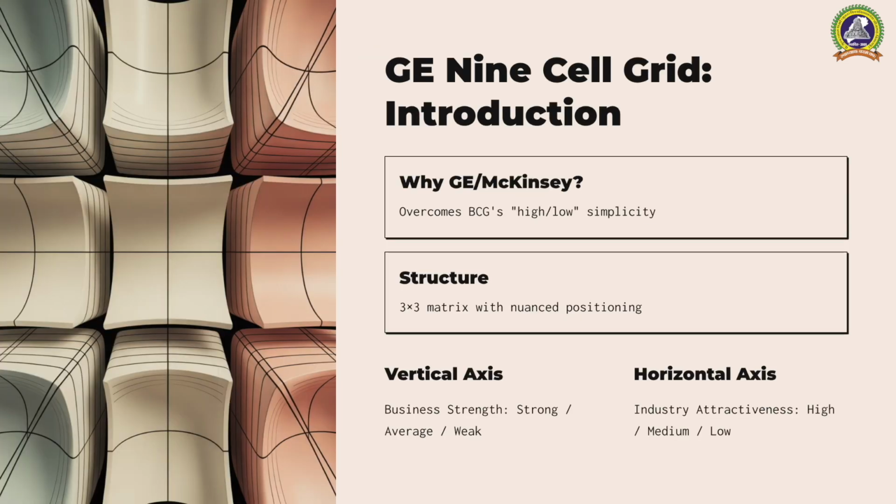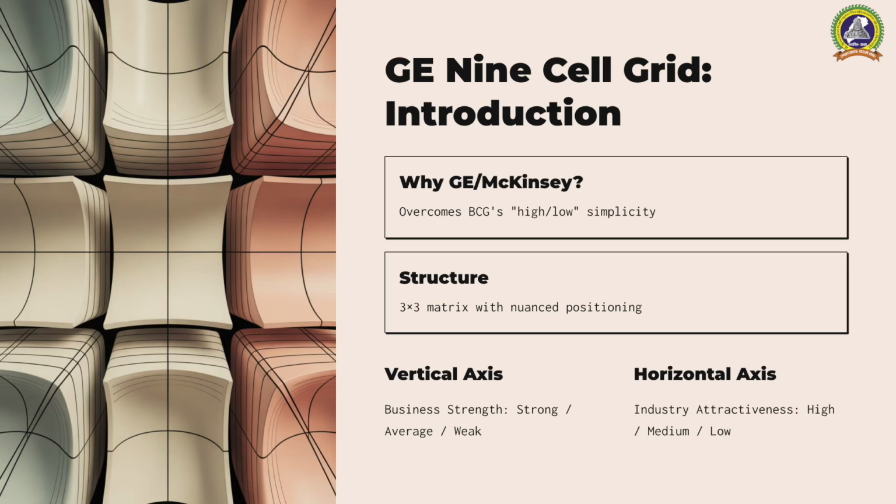The BCG matrix is simple and effective, but it also has certain limitations. For example, high and low are very simplistic. To overcome these shortcomings, another more sophisticated matrix called the GE 9 cell planning grid was developed. It was developed by General Electric Company with the help of the consulting firm McKinsey and Company.